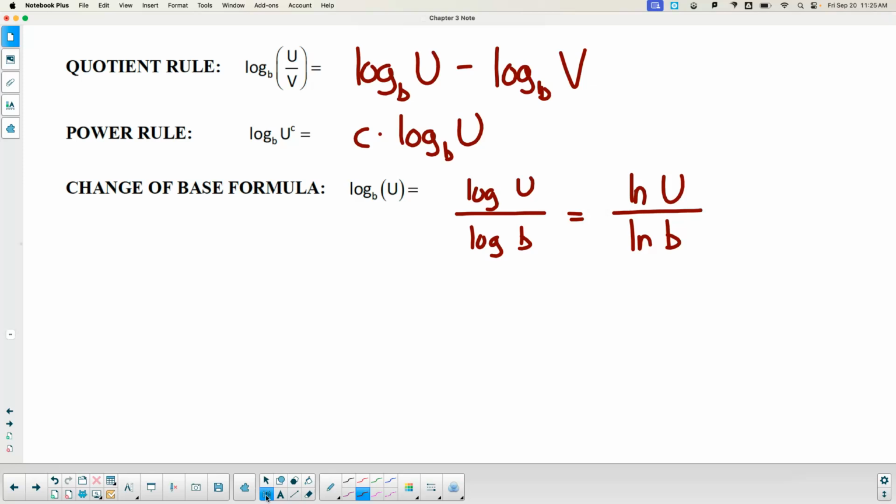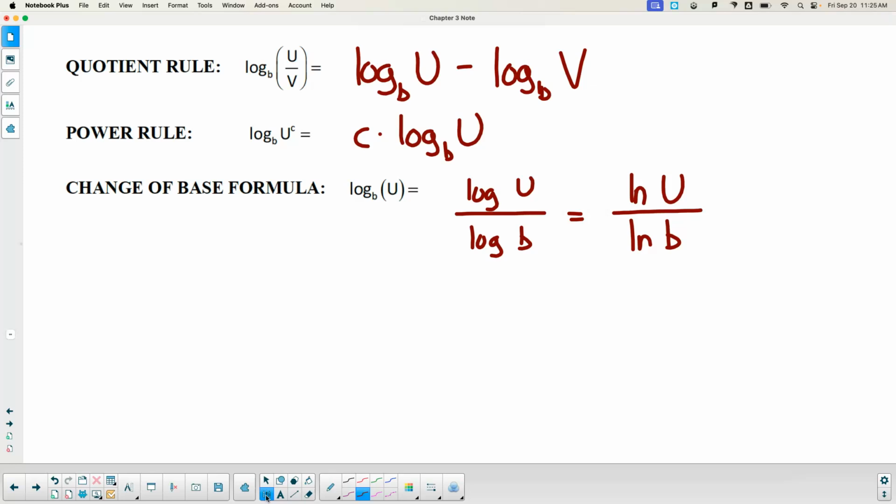Okay? Because it's not always easiest. Your calculator only, again, is basic. Those TI Inspire ones are not basic. The TI 30s are the basic ones. And they didn't want to program them in with multiple bases. So they just picked base 10, common logs, and natural logs.